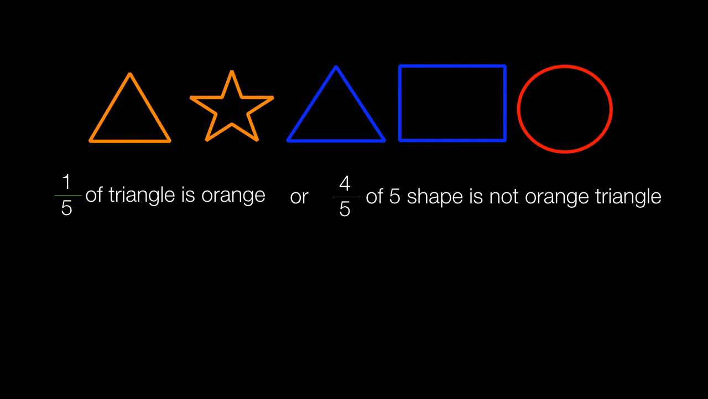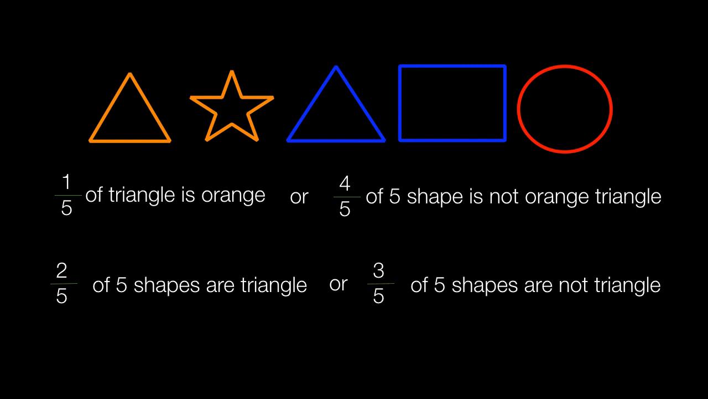Now let's look at another example. Let's say I want to know what is the fraction of triangles in these shapes. So I have 2 triangles out of the 5 shapes that I have. So the answer will be 2/5 of the 5 shapes are triangles. Or I can say 3/5 of the 5 shapes are not triangles.